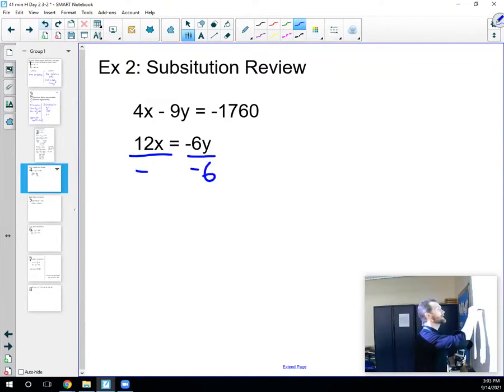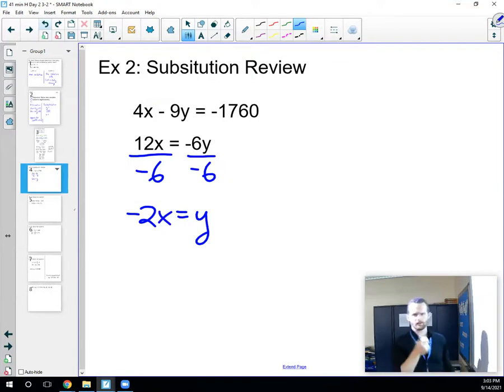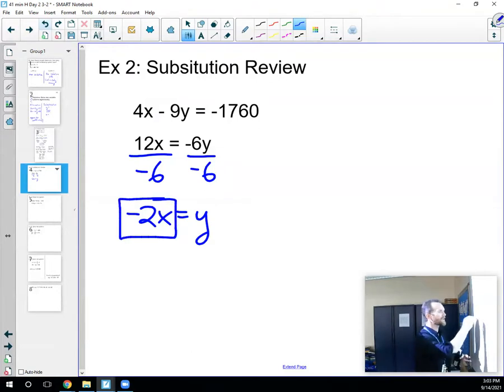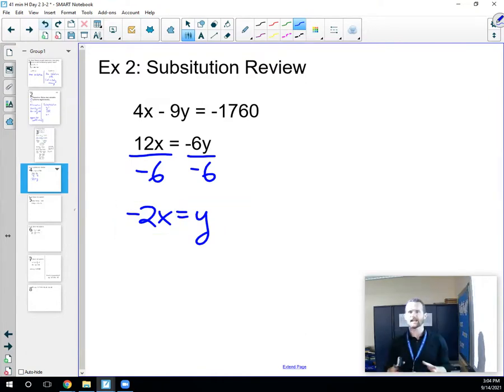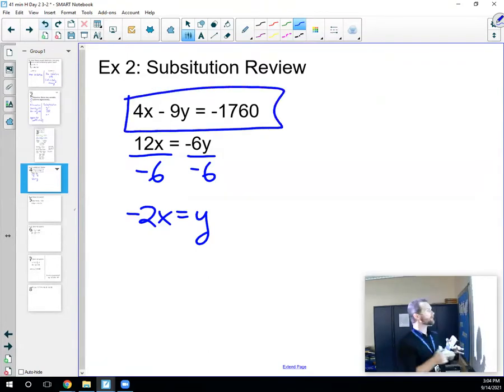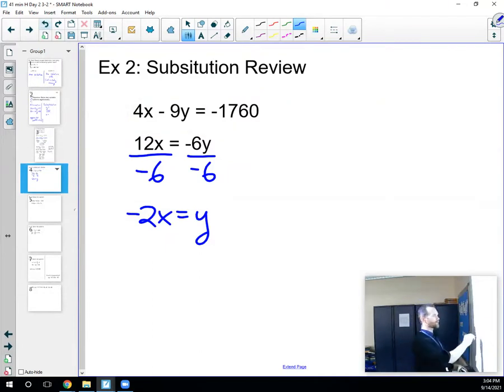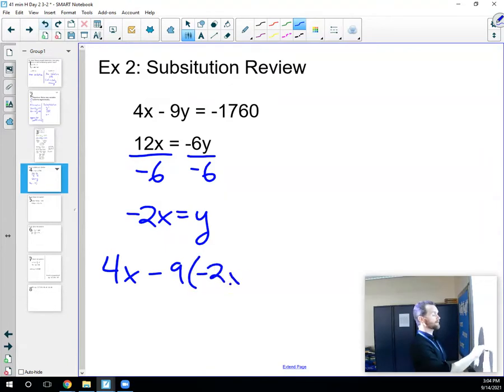So let's divide everything by -6, and that will turn this into -2x equals y when the -6's cancel out. Now, the key for the substitution method is that y equals -2x. That means any place we see a y, we can plug in a -2x, and the equation stays true. It stays the same. So basically, I'm going to rewrite this equation, but wherever I see a y, I'm going to plug in a -2x. So it becomes 4x minus 9 times -2x equals -1760.